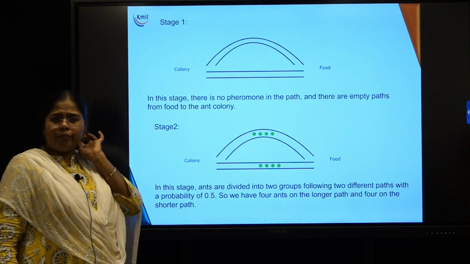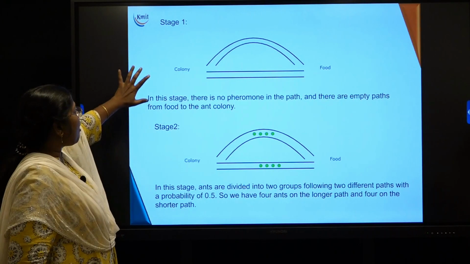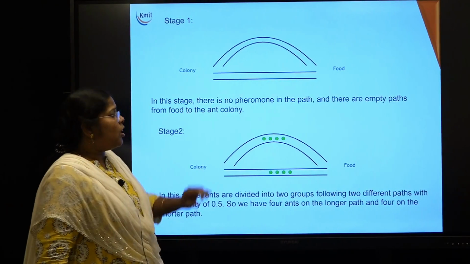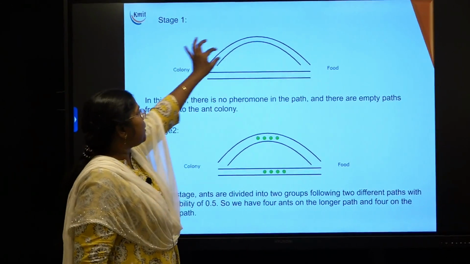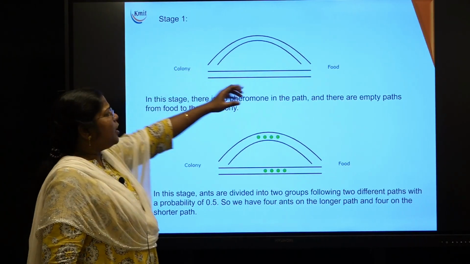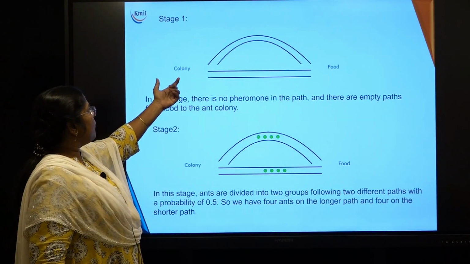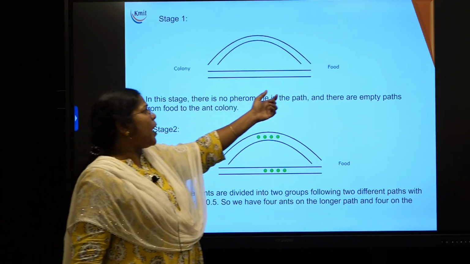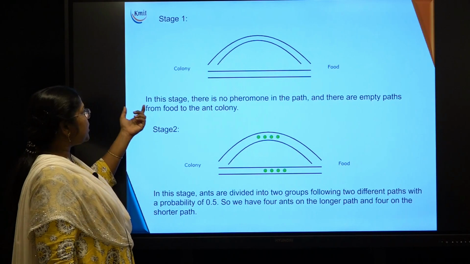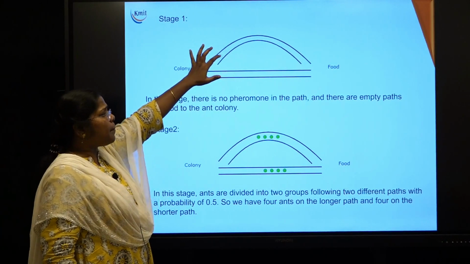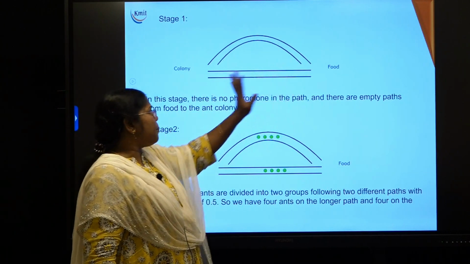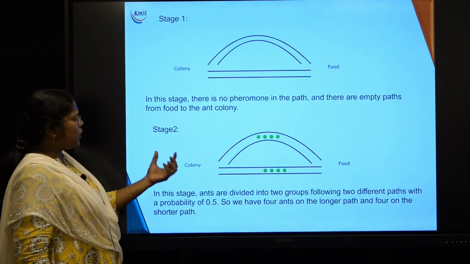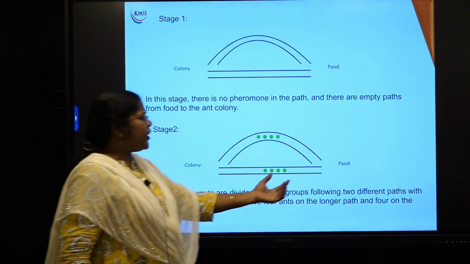Let us see this algorithm, which has 4 stages. The first stage has 2 paths, the first path and the second path. We have a colony here and we have food here. From the colony, the ant should find the shortest path to get the food. In this stage there is no pheromone on the paths, and they are empty paths from the food to the ant colony. Coming to the second stage, we have the ant colony and we have food.